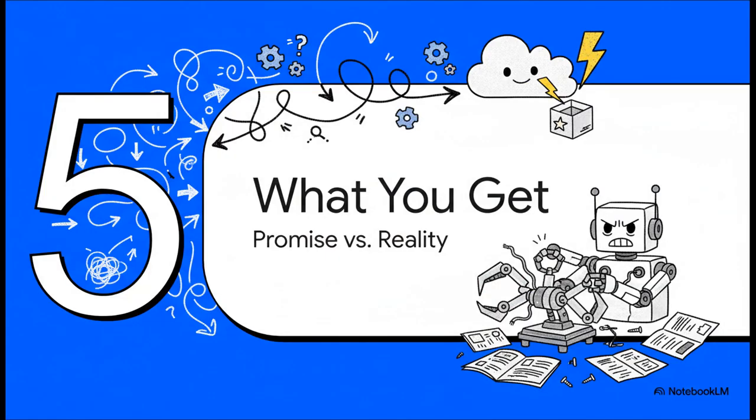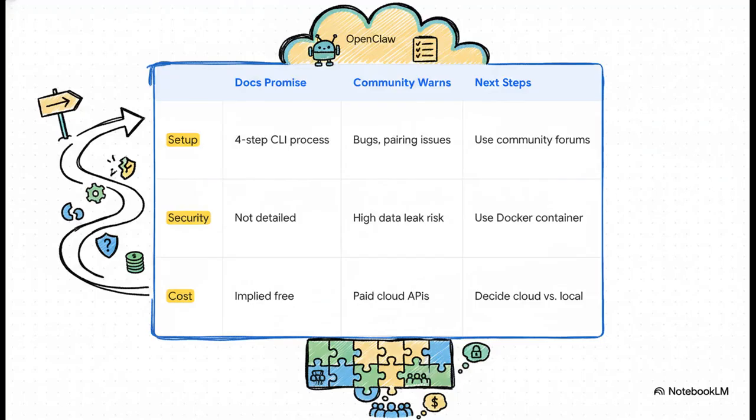So, after all that, after you've finally jumped through all the hoops and gotten it set up, what should you actually expect? Let's break it all down. This table pretty much sums up the whole journey, doesn't it? The docs promise a simple 4-step process, but the reality is you're probably going to be debugging pairing issues. The docs don't say much about security, but the community warns it's a huge risk if you don't isolate it. And while it feels free and self-hosted, the default setup can cost you real money. Basically, that official guide is just step 1. To actually use this thing, you need the community's knowledge on troubleshooting, security, and managing the costs.